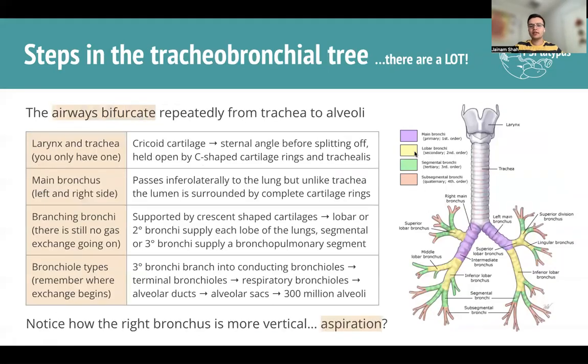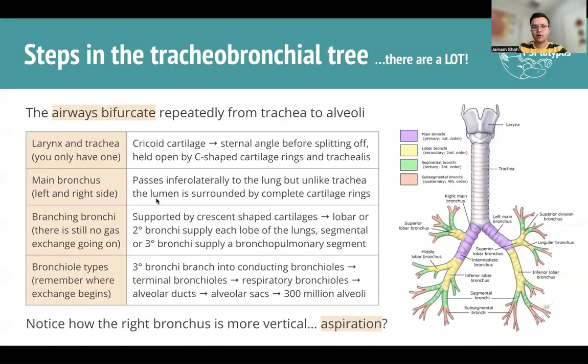Okay, now the tracheobronchial tree. Sounds like a mouthful, but it's really just describing the airways. And there's a lot of branching that's involved to get from your mouth down into your lungs, where all the actual diffusion of oxygen and carbon dioxide happens. So the main thing to understand conceptually is that these airways keep bifurcating all the way from the trachea up here, which is continuous with the larynx, and then your mouth up here, all the way down to the alveoli, which is where diffusion happens.